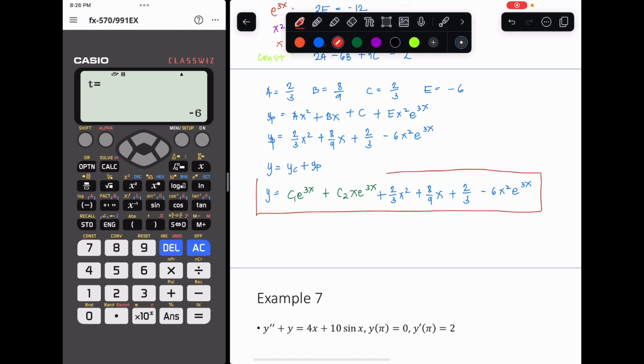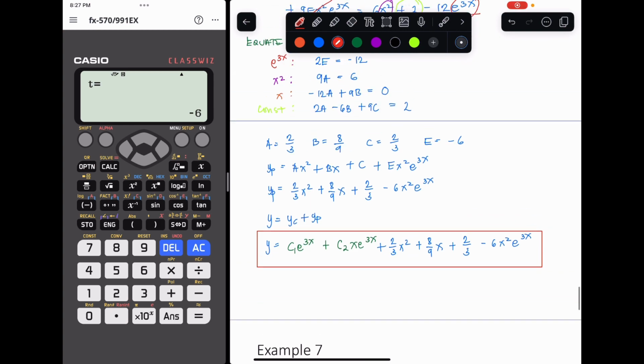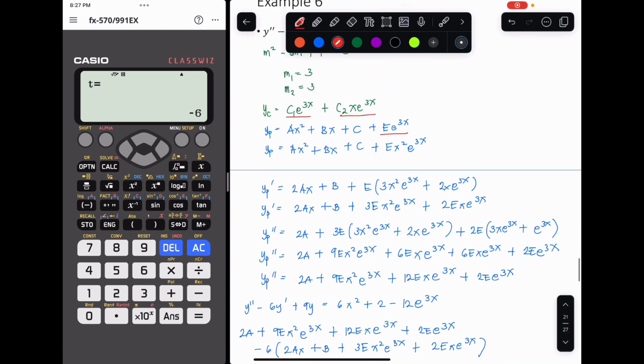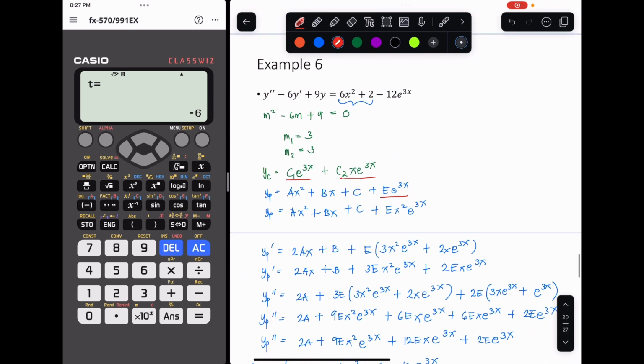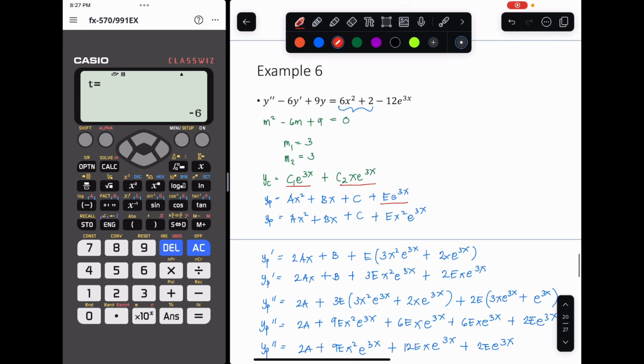So our final solution then, or the general solution, so y is equivalent to c1 e raised to 3x plus c2x e raised to 3x plus 2/3 of x squared plus 8 over 9 of x plus 2/3 minus 6x squared e raised to 3x. And that's how we solve non-homogeneous equations using undetermined coefficients using case 2.